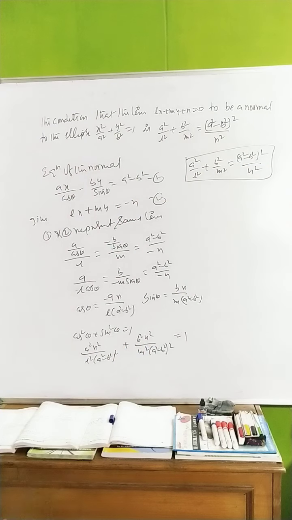You see this one, right? If a line is given, it should be a normal to the ellipse. By using this condition, we can solve any type of problem.